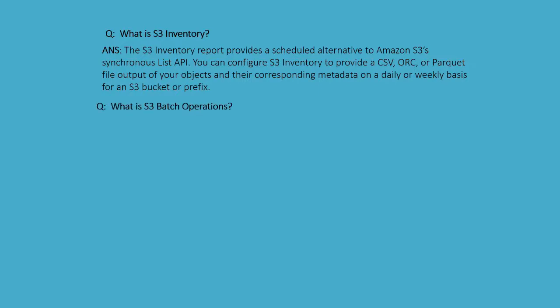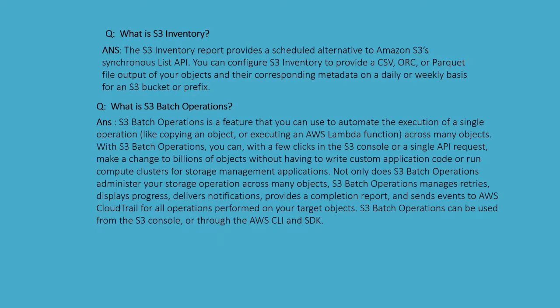What is S3 Batch Operations? S3 Batch Operations is a feature that you can use to automate the execution of a single operation, like copying an object or executing AWS Lambda functions, across many objects. With S3 Batch Operations, you can, with a few clicks in the S3 console or a single API request, make changes to billions of objects without having to write custom application code.